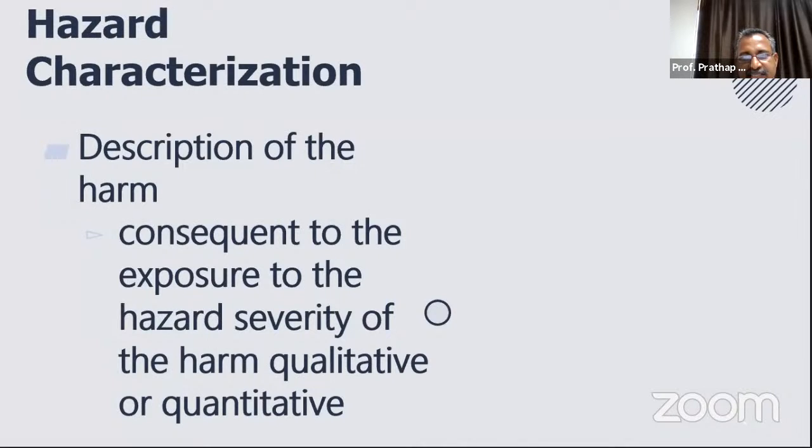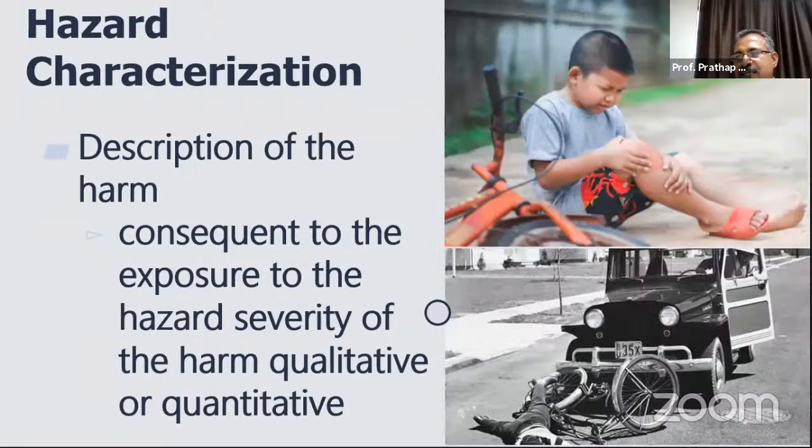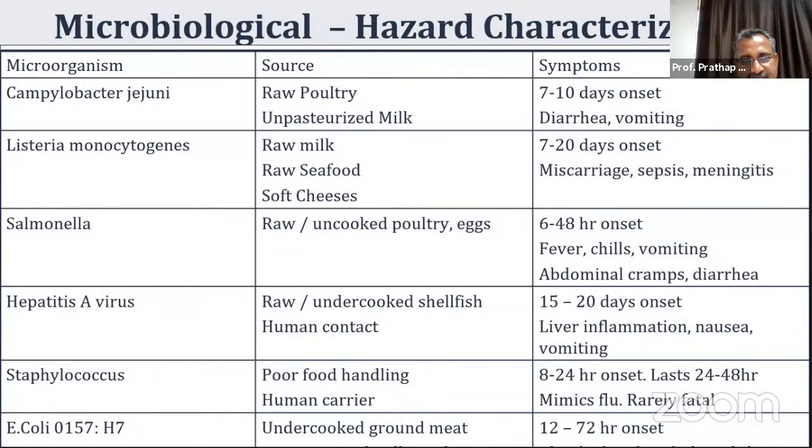In the hazard characterization, we will be giving a description of the harm consequent to the exposure to the hazard, and the severity of harm, which is qualitative or quantitative. That means based on the data collected. For example, a child getting a small injury might look serious, but it is not really serious. But in case of an accident, and the child coming in front of a car, this is more severe. Therefore, how you perceive that particular data.